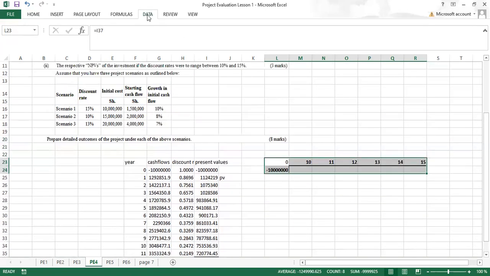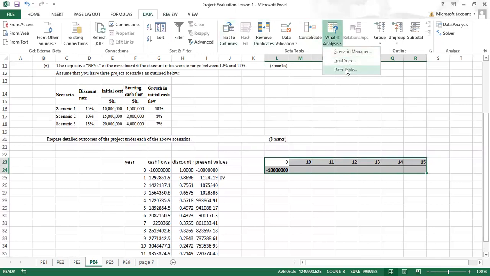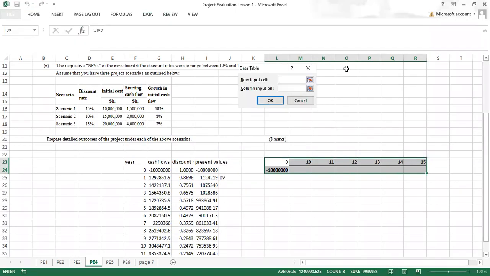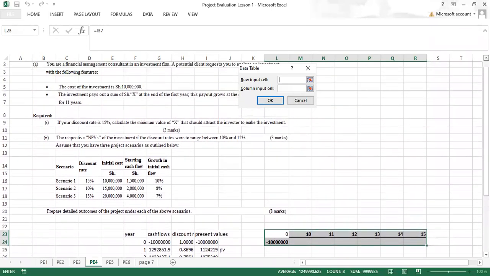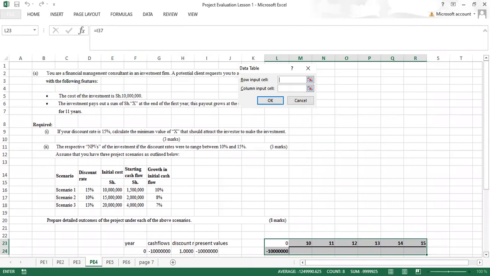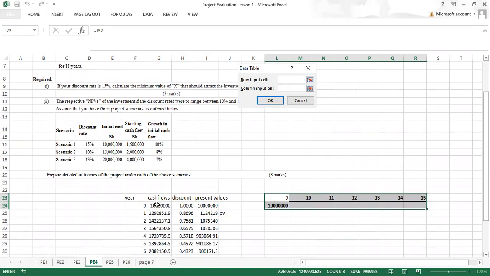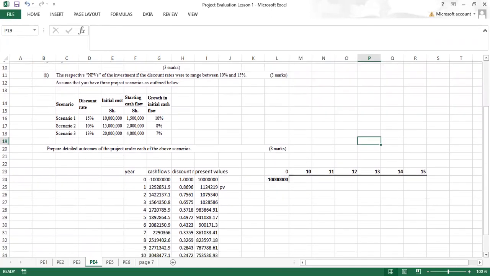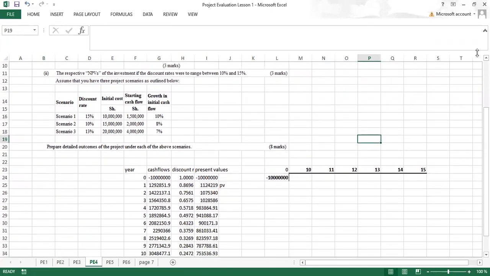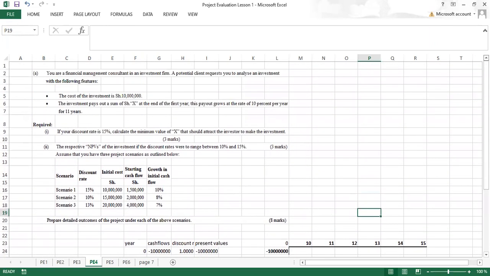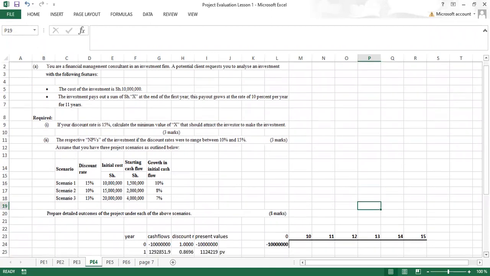I come to Data, What-If Analysis, Data Table, row input. You see, here we have a small error. The data table won't work. The data table only works when everything is dynamic. So we have to create this very dynamically, so that we can do the data table.